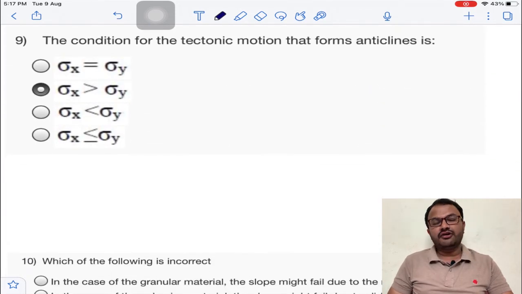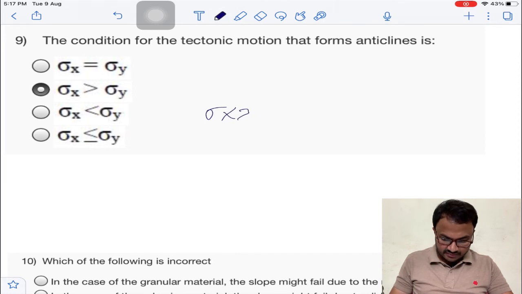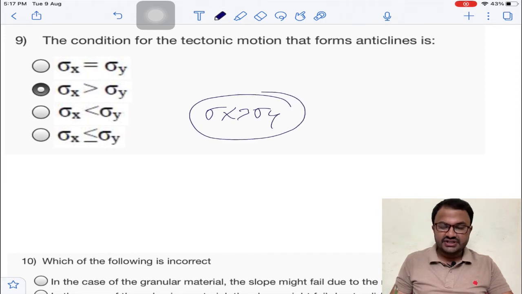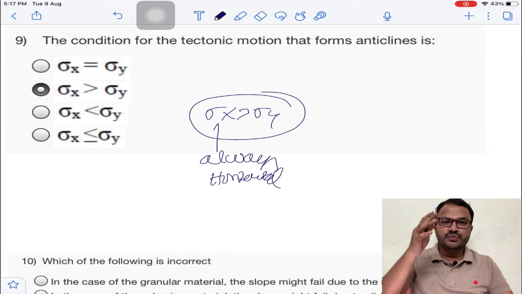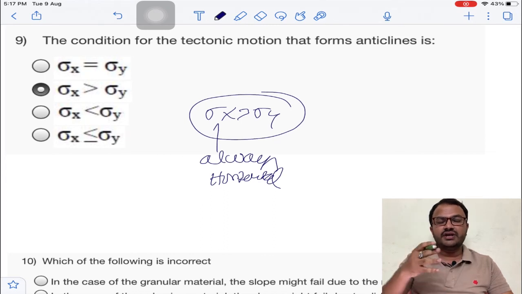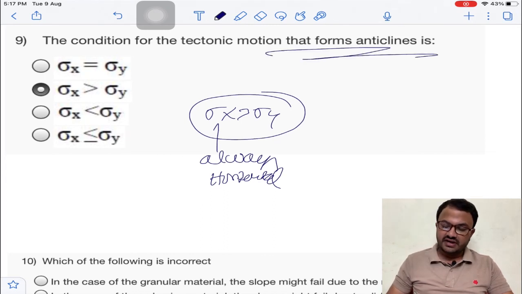And obviously tectonic motion will occur only when sigma x is greater than sigma y. So generally tectonic forces are always horizontal. So when horizontal stress is more than the vertical stress, tectonic motion will take place. That tectonic motion forms anticlines.